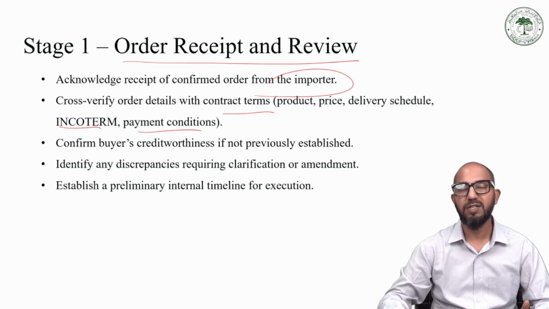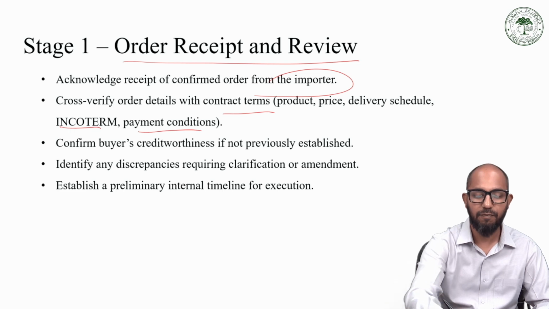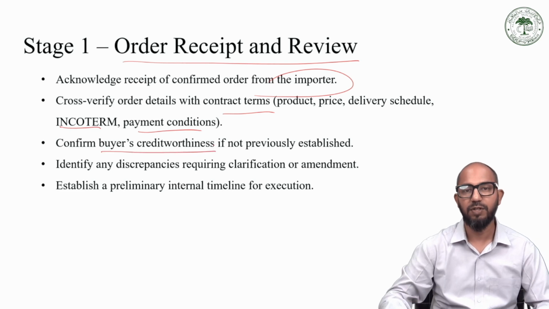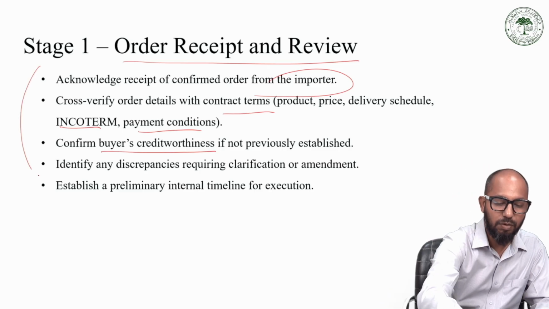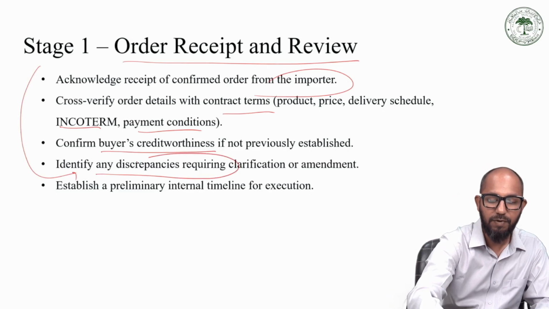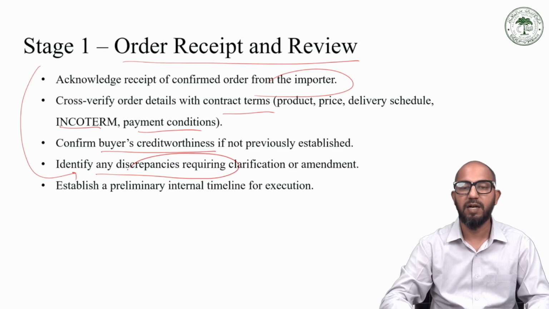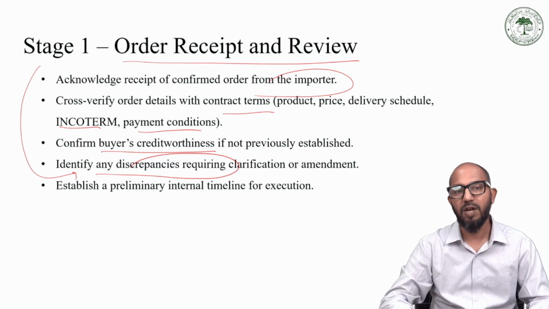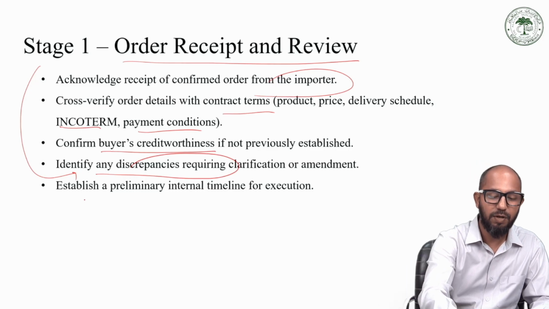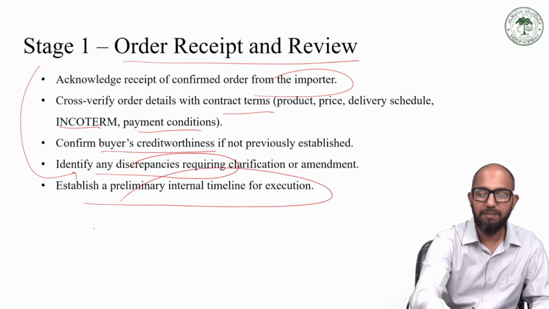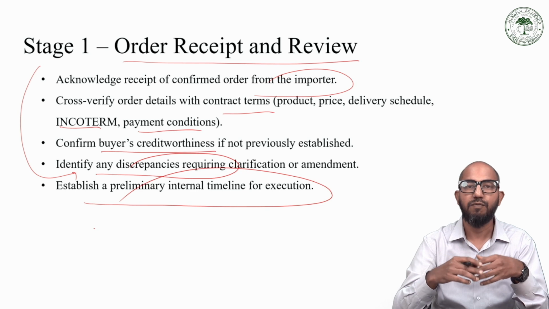Also, the order receipt and review stage confirms the buyer's creditworthiness if not previously established. Then the creditworthiness of the importer, that is, the buyer, needs to be checked. After that, in this stage, it is also important to identify any discrepancies that require clarification or amendment. And finally, in stage one, we have to establish a preliminary internal timeline for execution.